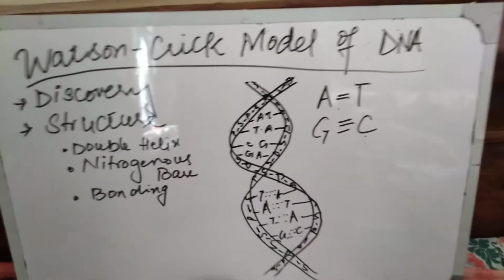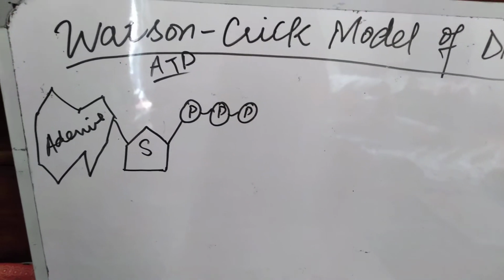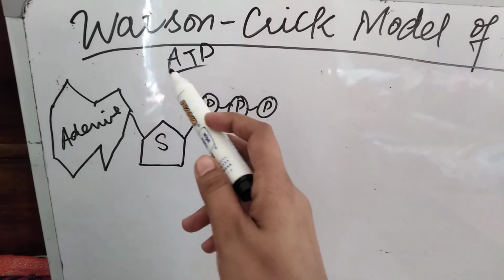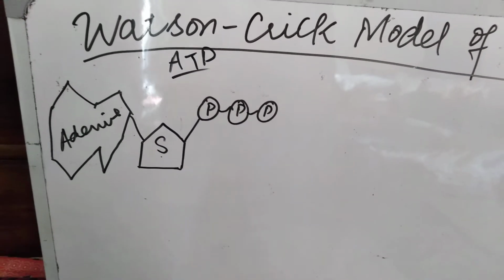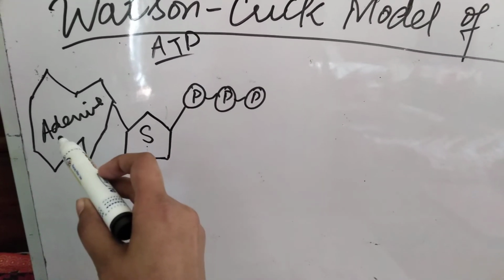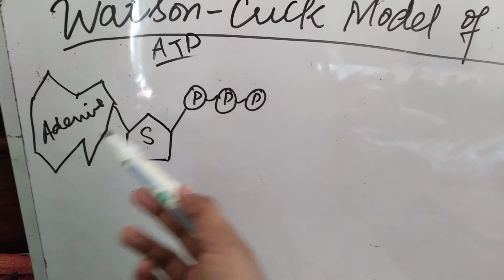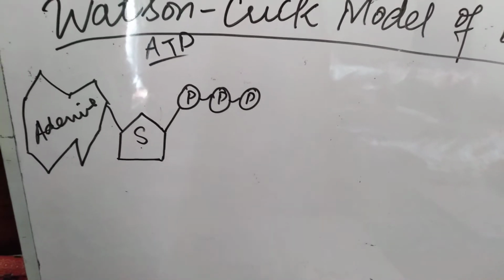Now 10th class, recall your previous knowledge. I have drawn an ATP molecule for you, which you have already read. This is a sugar. This is adenine, which is actually a nucleotide. These are 3 phosphate bonds. You have already studied it.